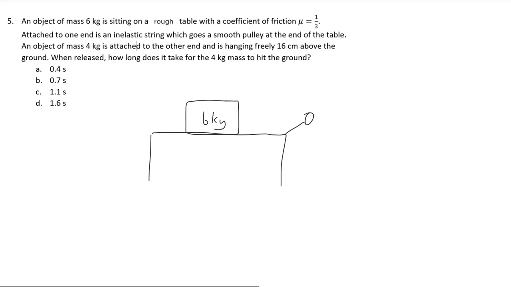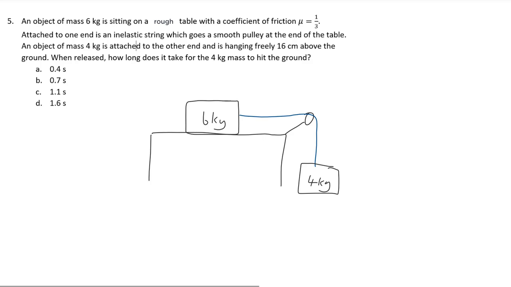We have a string going over a smooth pulley attached to a 4 kilogram mass that is hanging freely. However, the question is, instead of looking for the acceleration, we are told that the object is initially 16 centimeters above the ground. We are then asked how long it takes for this 4 kilogram mass to hit the ground.